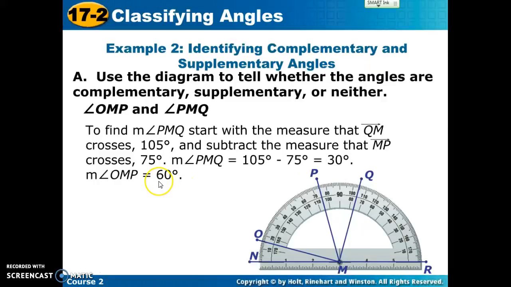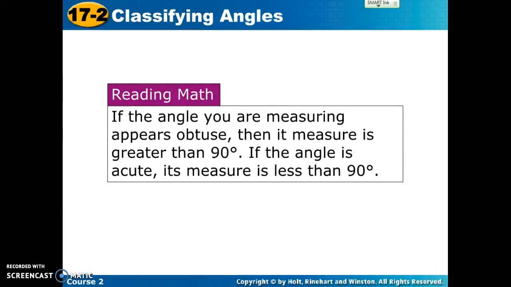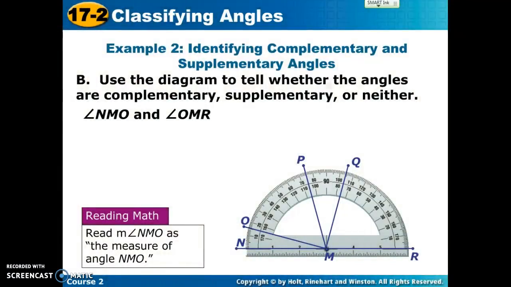So now we have an angle that is 60 degrees. We have an angle that is 30 degrees. If we add them together, 60 degrees plus 30 degrees equals 90 degrees. Since it's equal to 90, 90 means complementary. All right. Remember that if the angle you are measuring appears obtuse, we know it's going to be greater than 90 degrees. If the angle looks acute, we know it's going to be less than 90 degrees.